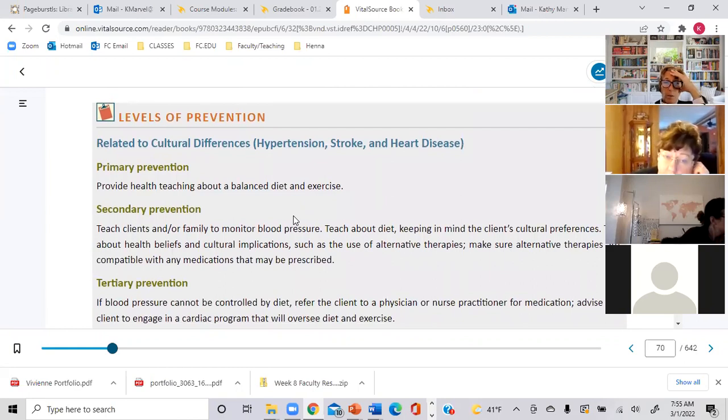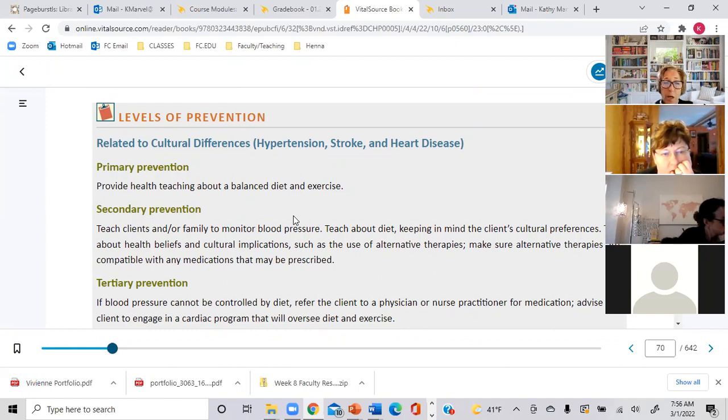So here, levels of prevention are related to cultural differences, because that's the chapter we're covering. In particular, cultural differences with regards to hypertension, stroke, and heart disease. Okay, so primary: provide health teaching about balanced diet and exercise. Why is that primary? To prevent the disease earlier. Prevention before anything even happens.